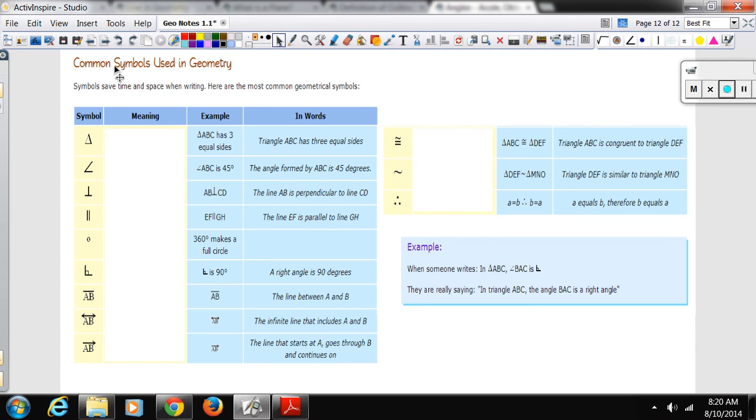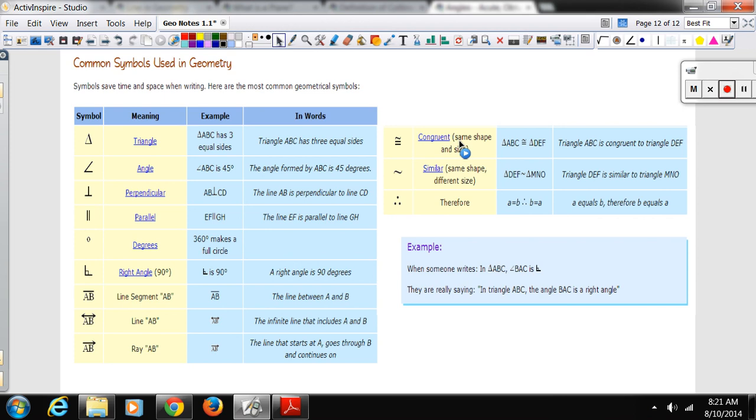Last slide here is just some symbols. I didn't even make you fill in that much, just the meanings, all I wanted you to fill in. So these mean: a triangle, an angle, perpendicular, parallel, that's two little lines next to each other. Degrees, a right angle, line segment, a line. But look these over because these are important notations. It saves you a lot of time having to write everything out by just using the notation.